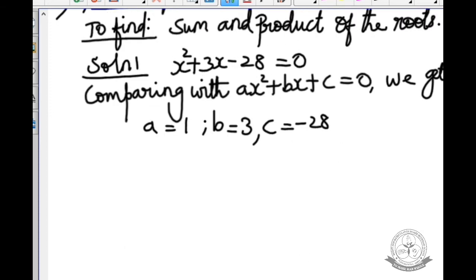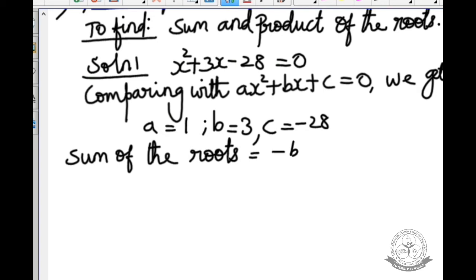Now you have to find the sum of the roots. In the question they didn't give alpha and beta, it is not given. So write sum of the roots equal to minus b by a, or we can write it as minus coefficient of x divided by coefficient of x squared. Minus b by a, that is minus 3 by 1. So the answer will be minus 3.